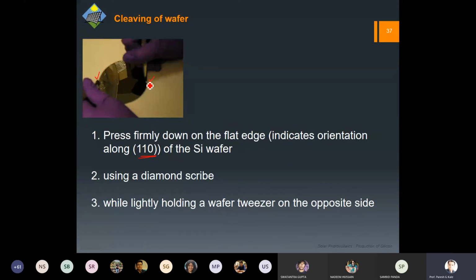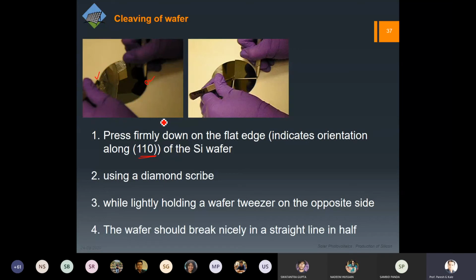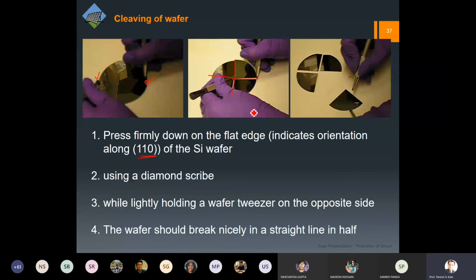That's why you can see a small white dot, because that is the diamond. And then you press it. You can see here it is cutting absolutely in a straight line, and you can go further and make four absolutely equal-sized pieces. So this is called cleaving. So what property of the wafer are we using here? Yes, what property of the wafer are we using here?